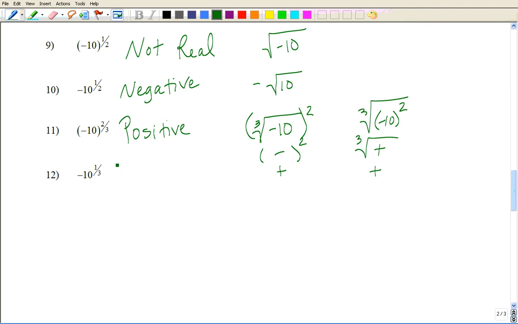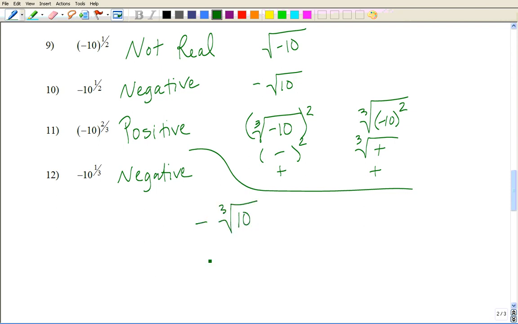Hopefully at this point you've gotten the hang of it and you have found that this one is negative. And again, exponents, there's no parentheses, so the next thing we evaluate is the exponent. So the exponent belongs with the 10. So here we have the cube root of 10, and then it's made negative. The cube root of a positive number is a positive number, but a positive times a negative is a negative number.